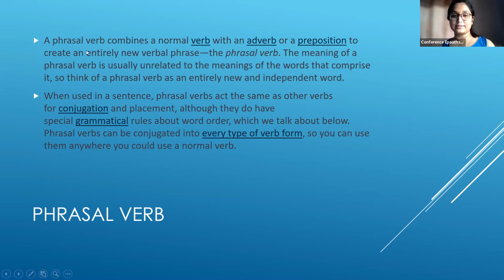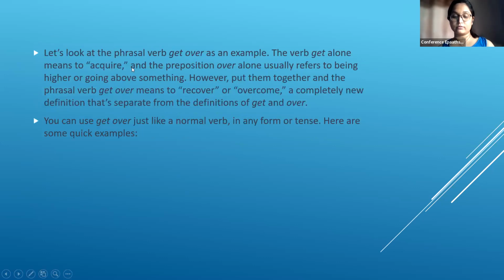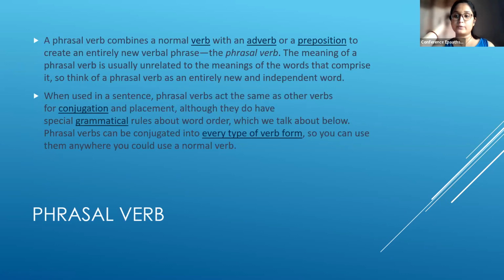Okay, so let us see. A phrasal verb combines a normal verb with an adverb or preposition to create an entirely new verbal phrase, the phrasal verb. The meaning of a phrasal verb is usually unrelated to the meanings of the words that comprise it. So think of a phrasal verb as an entirely new and independent word. Now, I want examples of phrasal verbs. If you know anything, you can write in the chat box.